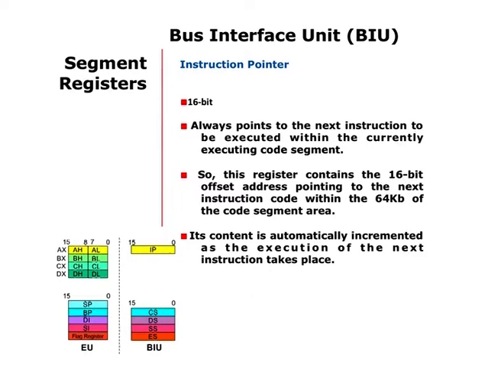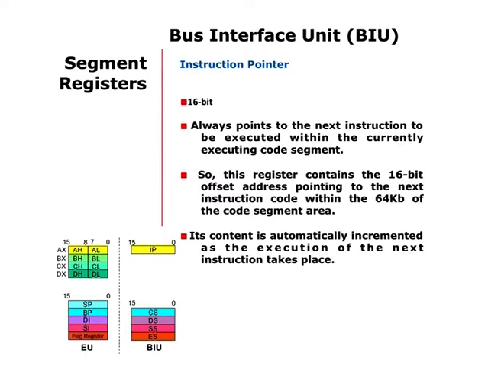It always points to the next instruction to be executed within the currently executing code segment. So this register contains the 16 bit offset address pointing to the next instruction code within the 64 kilobyte of the code segment area. Its content is automatically incremented as the execution of next instruction takes place.